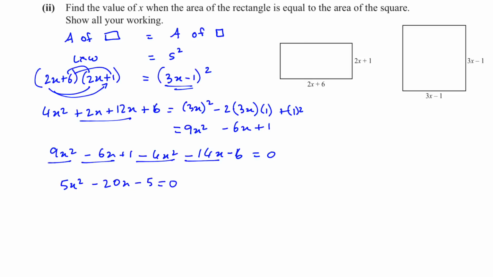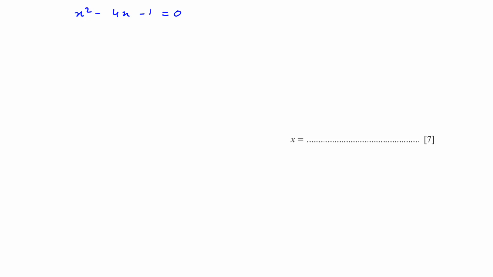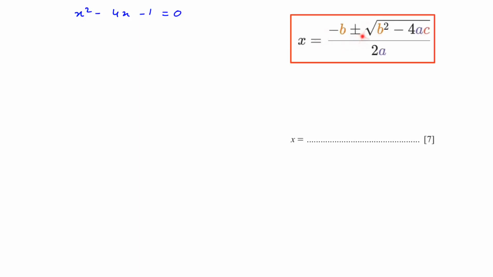We can see that all these numbers are divisible by 5. So we will divide it by 5 and get x squared minus 4x minus 1 is equal to 0. This cannot be solved by factorization, so we will use the quadratic formula, which is negative b plus minus square root b squared minus 4ac over 2a. Our a is 1, b is the number before x, which is negative 4, and c is the number which is alone, negative 1. We'll just replace in the equation everything.